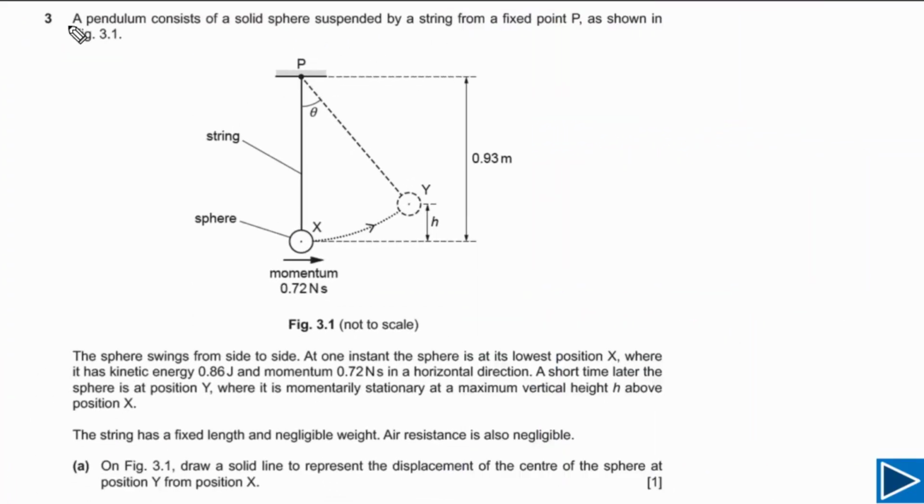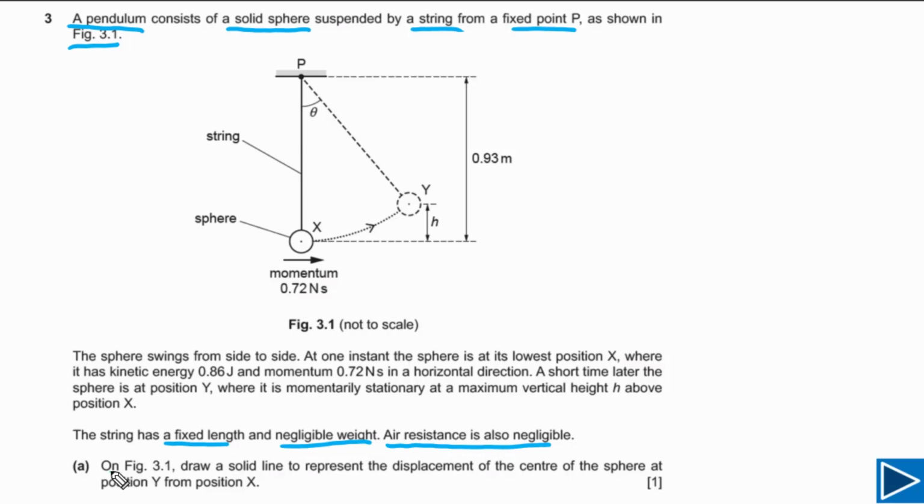For this question, it is given to us a pendulum consists of a solid sphere suspended by a string from a fixed point P as shown in figure 3.1. It is also given to us the string has fixed length and negligible weight, meaning we can ignore the mass of the string. Air resistance is also negligible.